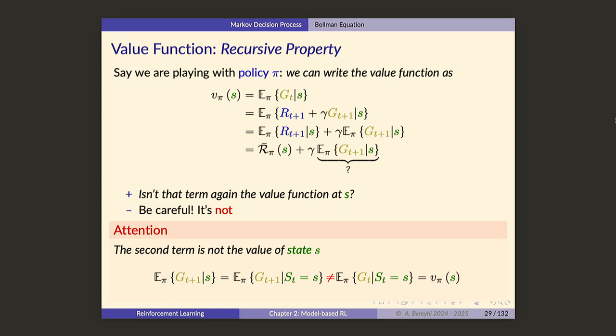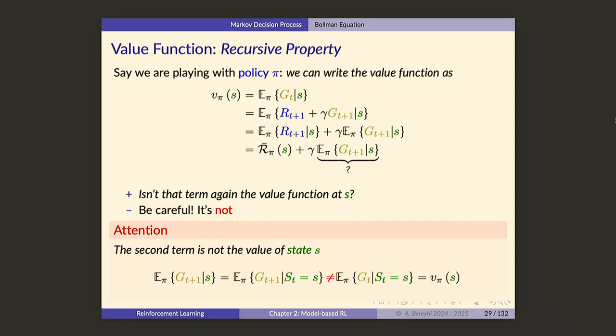So you're in this state, and you're not asking what is my expected future reward. You skip one time step, and then you want to see the future return. So there is one step difference, and you cannot say that this is exactly the same as the value function. This expression, which I kept as a question mark, is not the value function at state S. Is everybody clear? Questions?